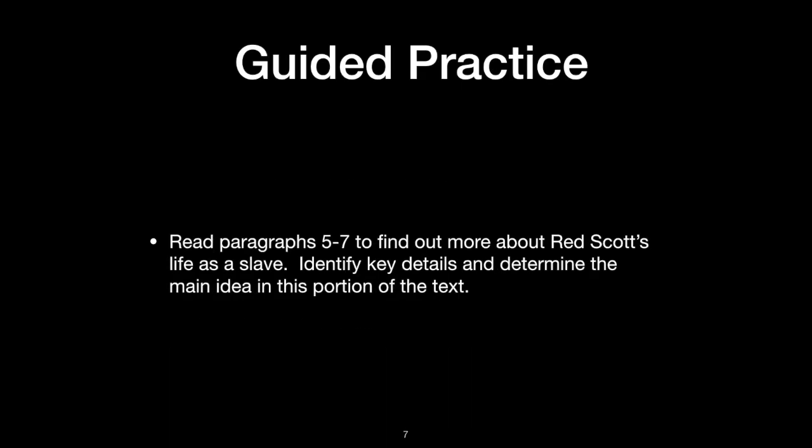So now that you read 1 through 4, we're going to be doing our guided practice. You're going to be reading paragraphs 5 through 7 to find out more about Dred Scott's life as a slave. Identify key details and determine the main idea in this portion of the text. So go ahead and read 5 through 7. Pause this video now.